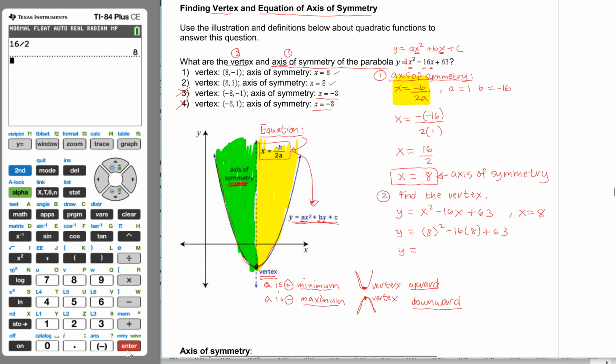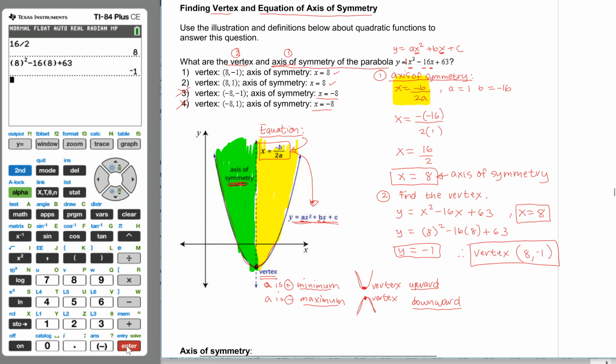So we have here, enter everything. So you have here 8 parentheses squared minus 16 times 8, then plus 63. Just enter everything in the calculator. Then press enter. So this one gives you -1. So this is your y value, -1, when x is equal to 8. So which means therefore our vertex is at 8, -1. So this should be our vertex.